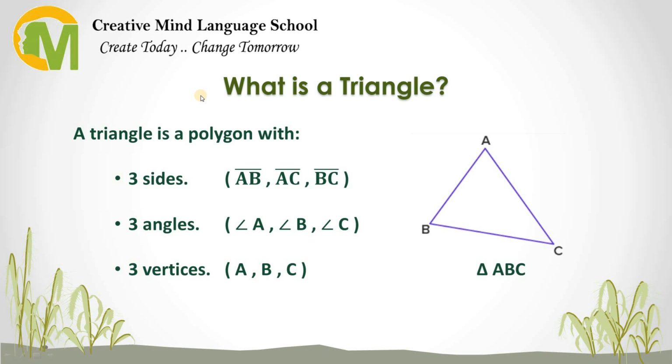First of all, let's recall what is a triangle. A triangle, as we took in the previous years, is a polygon containing 3 sides, 3 angles, and 3 vertices. Here is a triangle named ABC, and we name the triangle according to the 3 vertices. We have 3 sides, AB, AC, and BC line segments. We have 3 angles, angle A, angle B, and angle C. And we also have 3 vertices, A, B, and C.